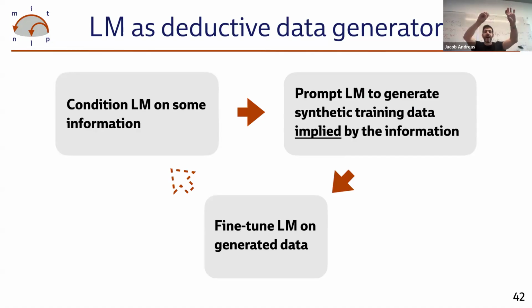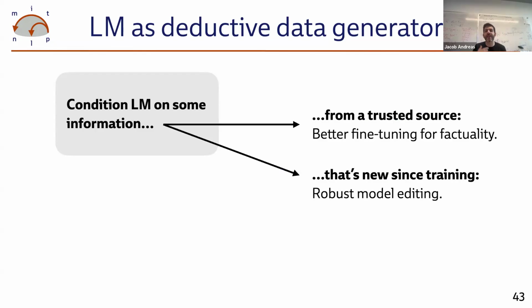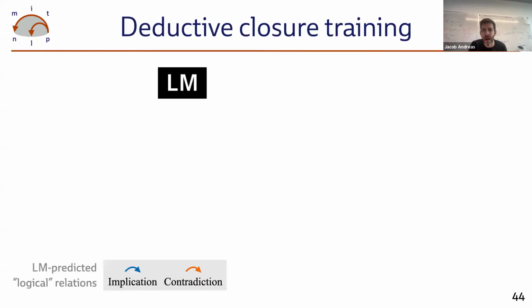on some information, generate synthetic documents based on that information and fine-tune, you can imagine doing this if your information comes from a trusted source, like an interaction with a human user. And this will then give you a method of fine-tuning models to be more factual. You can imagine conditioning a language model on some new information that's occurred since training, like our new word definitions. And this is now a mechanism for editing models. Or you could imagine doing this conditioned on information that was generated by the model itself, maybe as a result of some kind of reasoning process. And this, in principle, is going to give us a mechanism for training models in an unsupervised way to just be more internally consistent. And so we call this method overall deductive closure training.